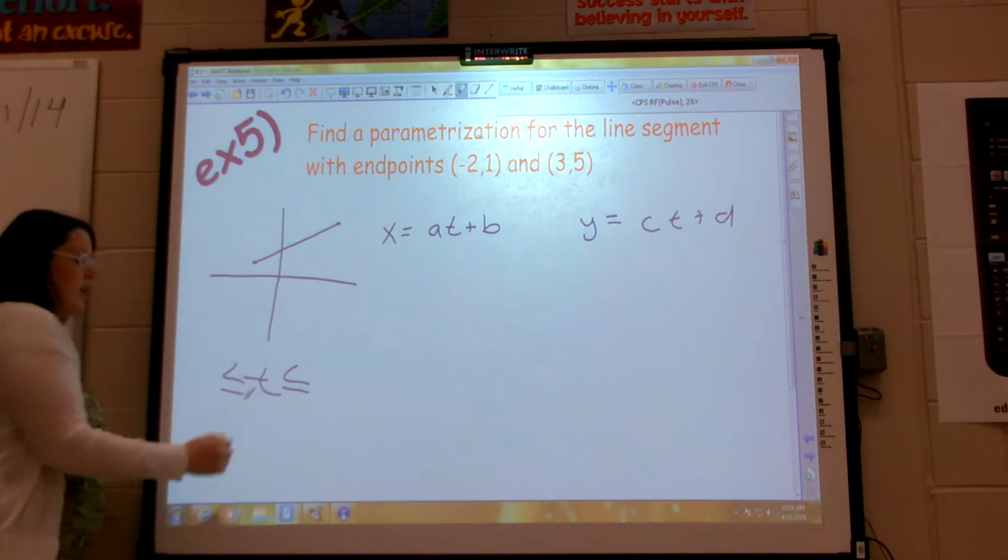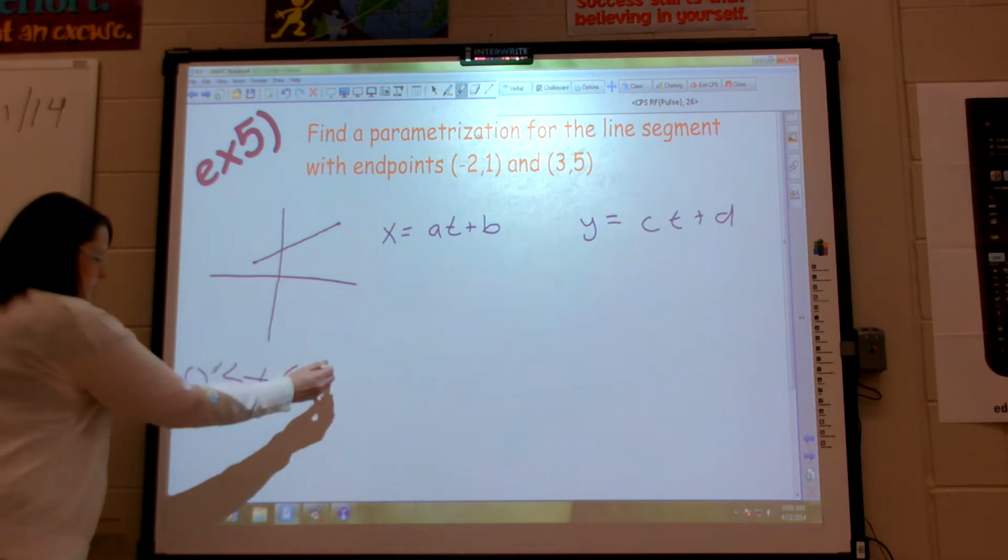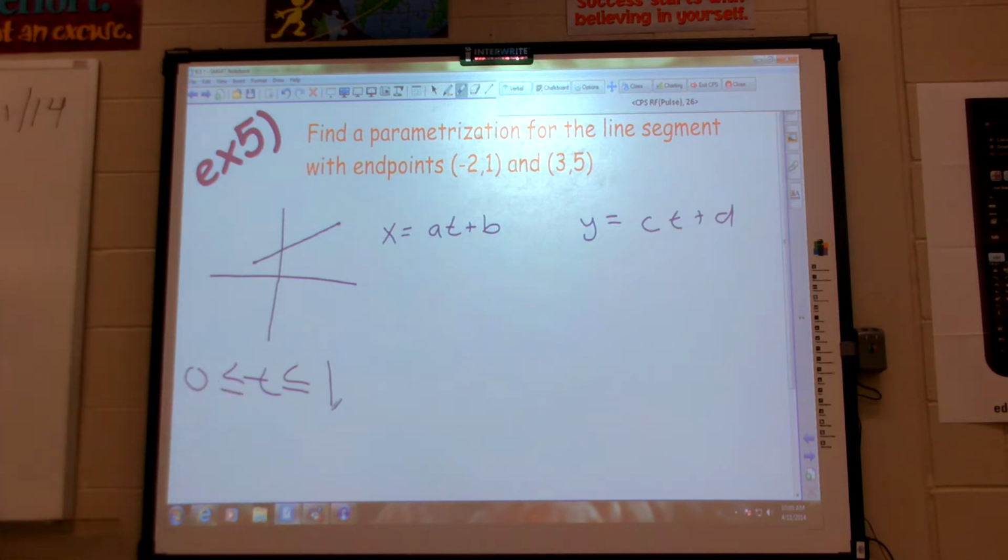T goes between what and what. I could pick anything I want. Any old number from here to here. What would be the easiest numbers to pick? What are the easiest numbers to plug in anything? 1. Yes, there's actually an even easier one. 0. 0 and 1 are the easiest things to plug in, aren't they? So that's what I'm going to use every time. 0 to 1. You could technically use anything. But the easiest use is 0 and 1. And I'm going to use that every single time. And you can too.